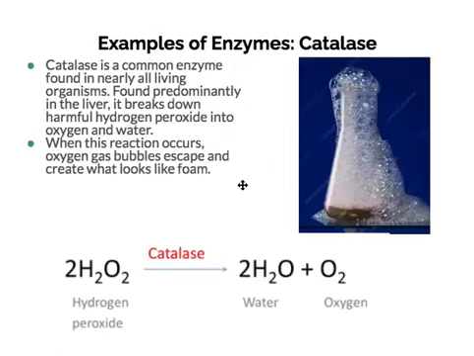Here is another example of an enzyme, catalase. Catalase is also a common enzyme found in nearly all living organisms. Found predominantly in the liver for humans, it breaks down harmful hydrogen peroxide into oxygen and water. Here we have the formula for hydrogen peroxide. At the yields arrow, we show catalase being involved, and then it's broken down into harmless byproducts, water and oxygen. When this reaction occurs, oxygen gas bubbles escape and create what looks like foam. If you've ever seen peroxide used on an open cut, you notice that bubbling. The reaction is pretty similar to what catalase does to peroxide.